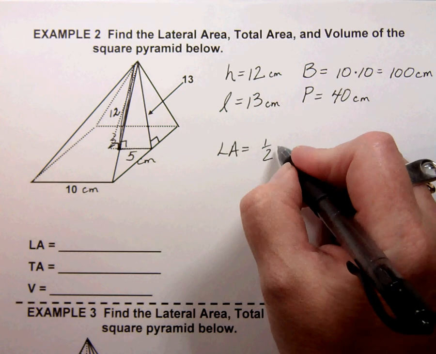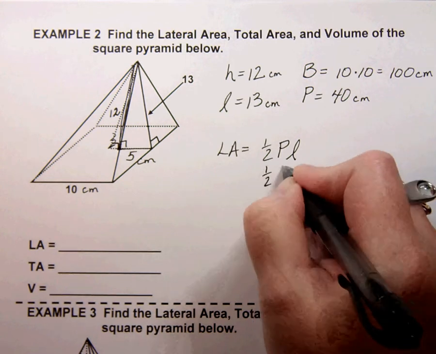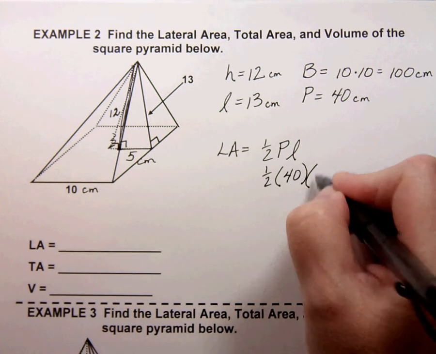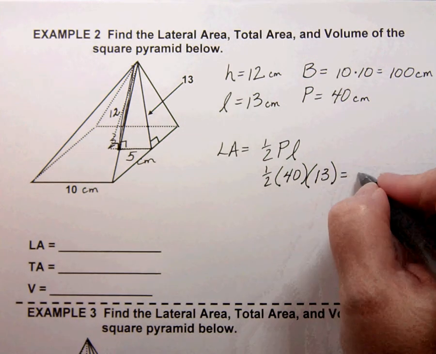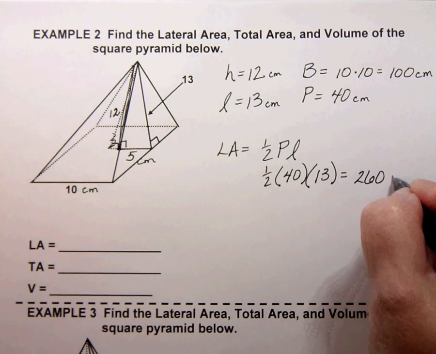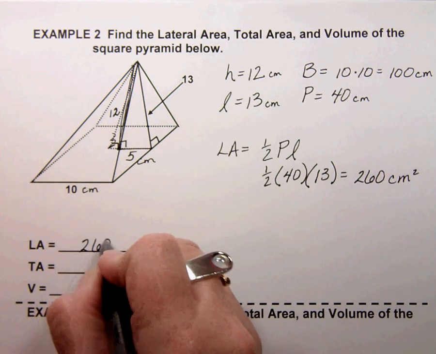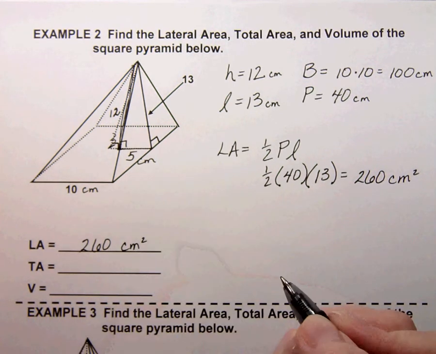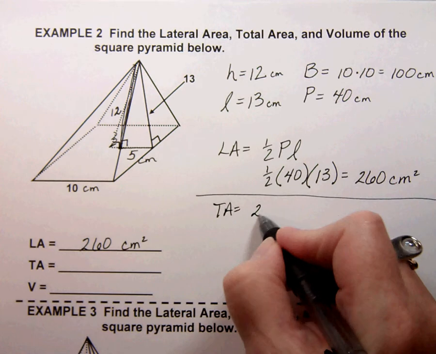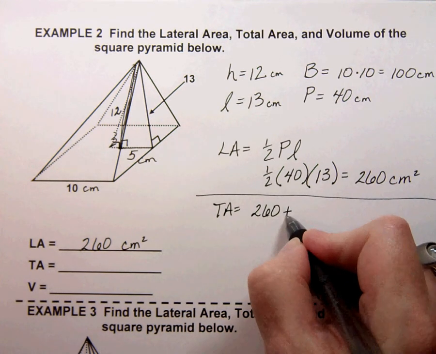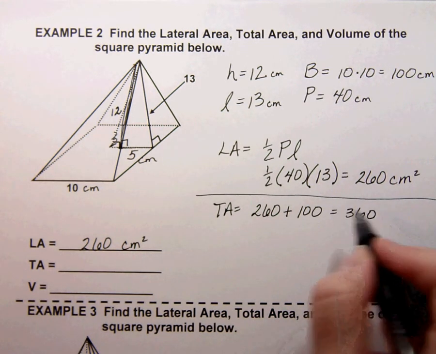When you use the formula for 1/2 perimeter times slant height, you're going to put 1/2 times 40 times 13. And 1/2 times 40 times 13 is 260. And since it's area, you're doing square units. So that's your lateral area, 260 square centimeters. For total area, it's the lateral area, the 260, plus the base area. So you're going to add the area of the base, which is 100. So that's 360.